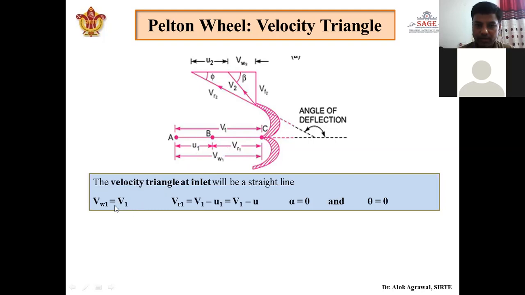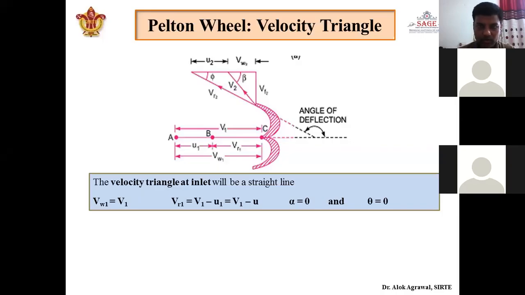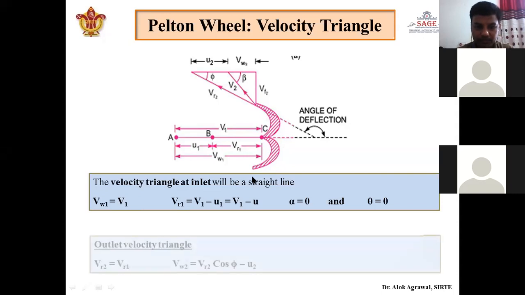We have to just remember these two things: the tangential velocity or velocity of whirl component will be equal to the jet velocity, and the relative velocity is the difference between jet velocity and blade velocity. And we have seen how to calculate this velocity of jet and blade velocity.